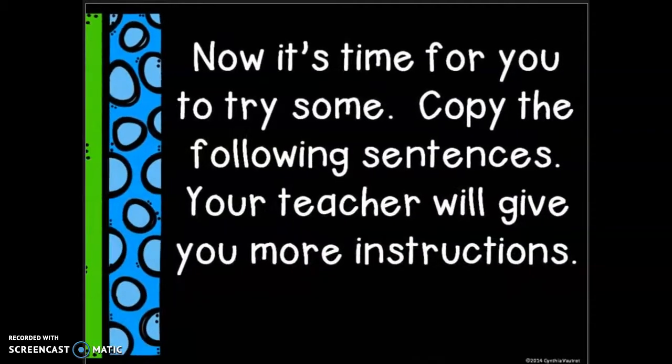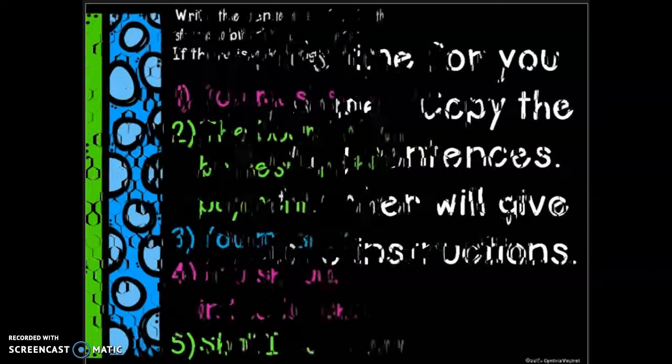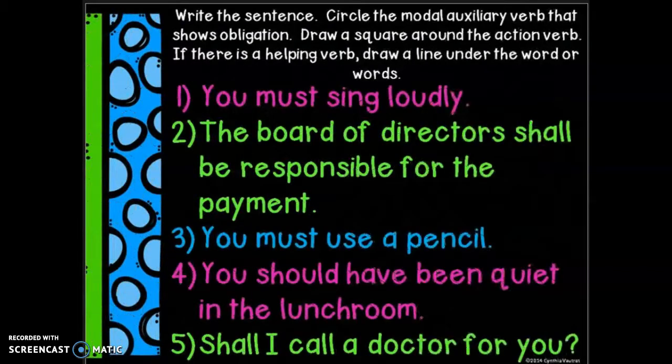So now we're going to look at some, and I'm not going to have you copy them down or anything. We're just going to read them and talk about them together to see if you can find these obligation verbs. These modal auxiliary verbs that are talking about obligation. It says circle the modal auxiliary verb that shows obligation, and put a square on the action verb. We're just going to talk about them for the sake of time and explanation.